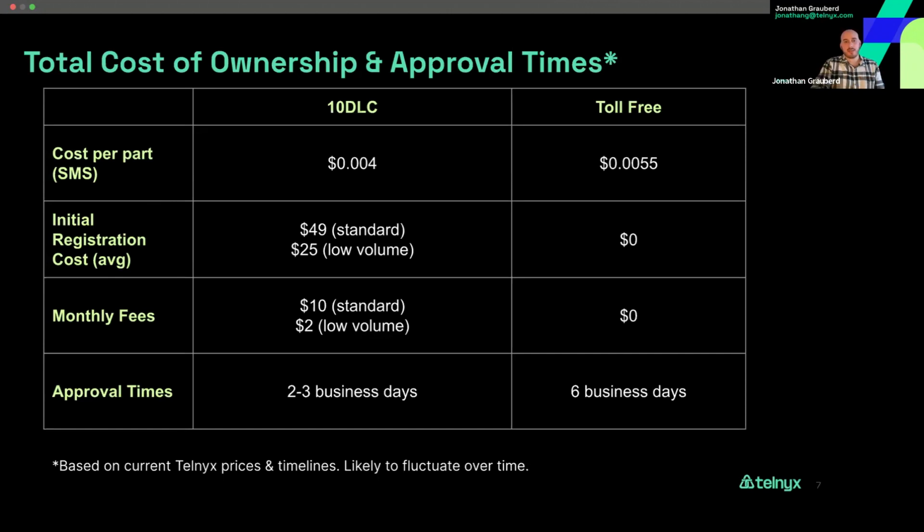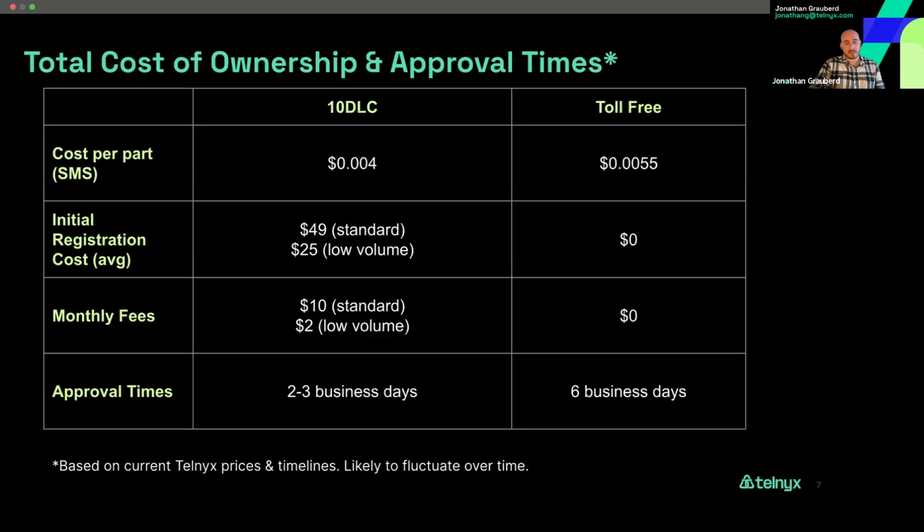Yeah, so the list rate for 10DLC and toll-free, as you can see, it's $4 per SMS for 10DLC, and it's $5.55 for toll-free. So just on the baseline, you are paying a good chunk more per message for toll-free.